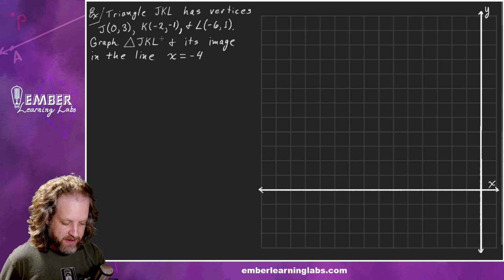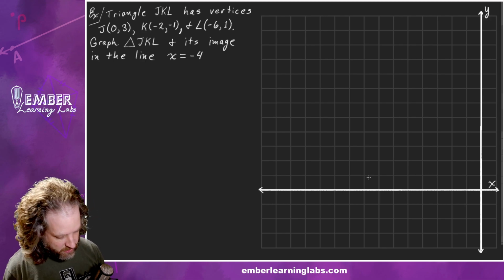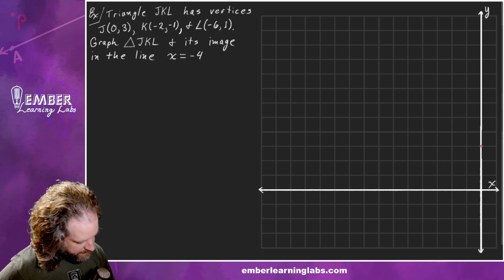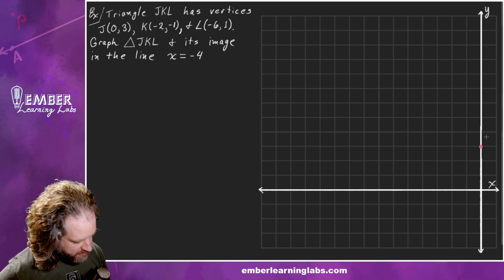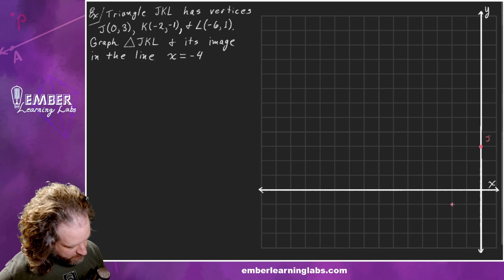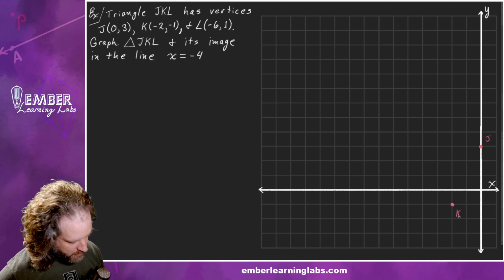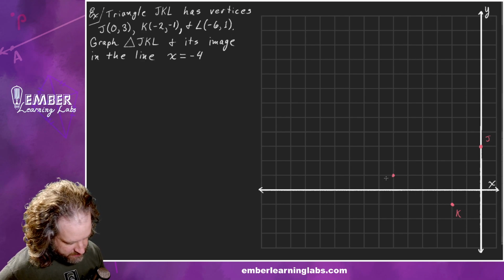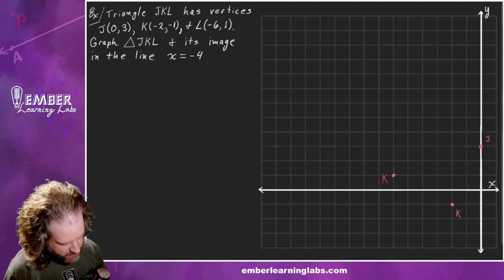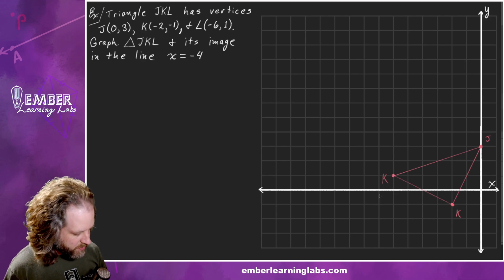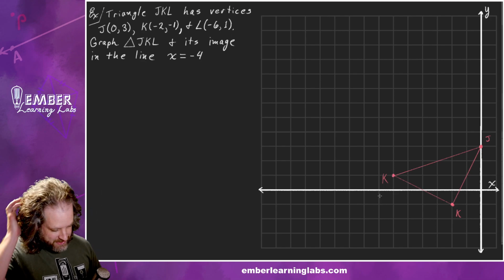So let's start by just graphing JKL, right? J is at 0, 3. So right here, I'm going to put the dots, and then I'm going to go back and put the lines on there because it's going to be easier for me to do that. So J is right there. K is at -2, -1. So right here. And then L is at -6, 1. So right there. And this is K. All right. So let me connect these dots real quickly. You can do the same with your ruler or whatever, right? So there is the original figure.